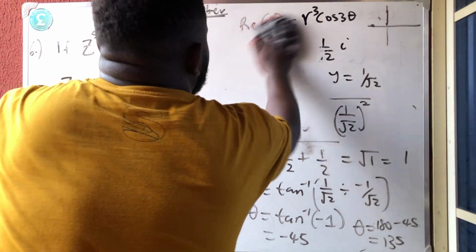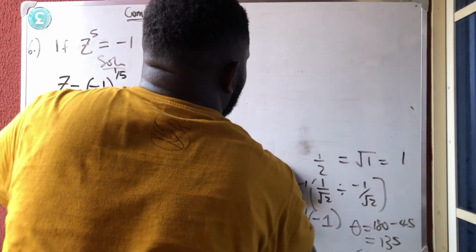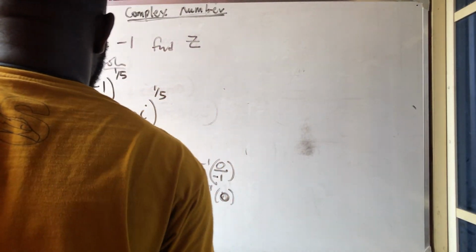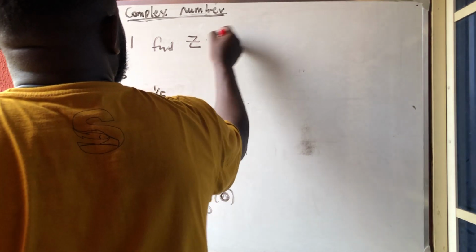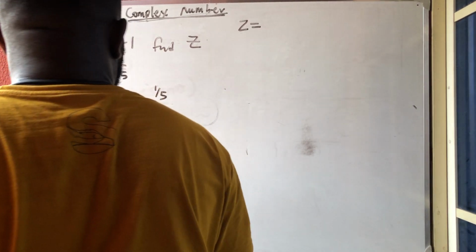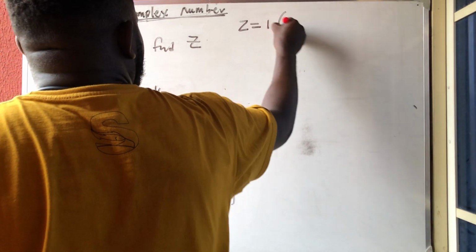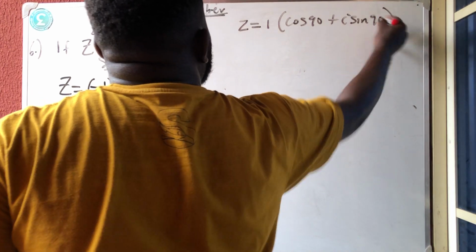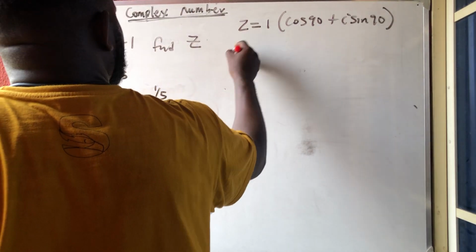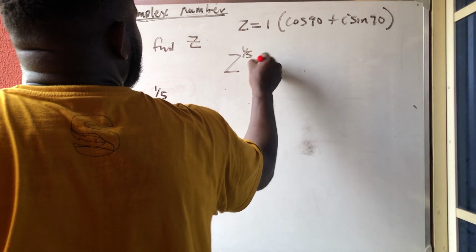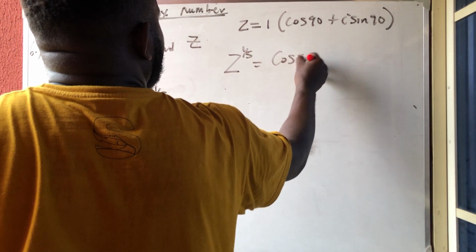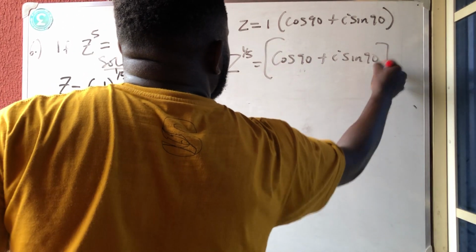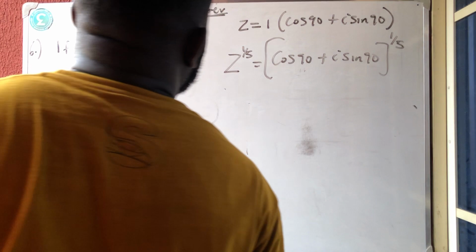So since I have 90, my polar form is going to be z is equal to 1 bracket cos 90 plus i sin 90. Okay, so the 1 does not mean anything. So z raised to power 1 over 5 is equal to cos 90 plus i sin 90 all raised to power 1 over 5. Okay, so let's go.